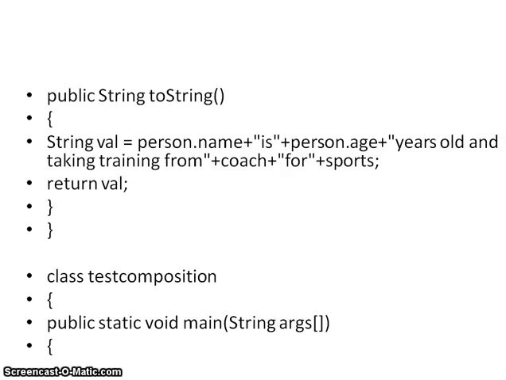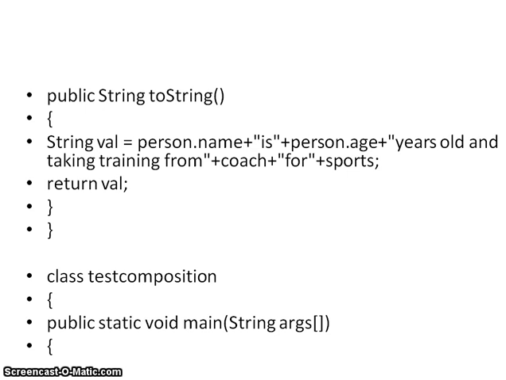Next, toString means I am joining the strings together. The variable I am taking is person.name, and person.age is the age of the person. These are the variables of the PersonDetail class. Years old and taking training from coach, and for sports, these are the variables of the SportsClub class. So I am returning the value over here.